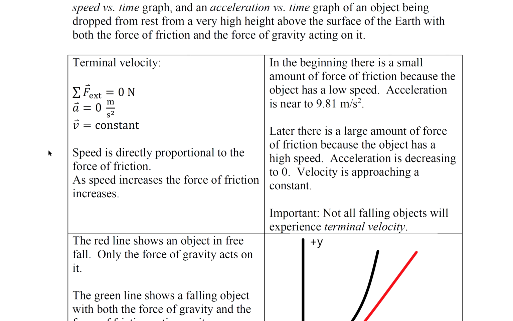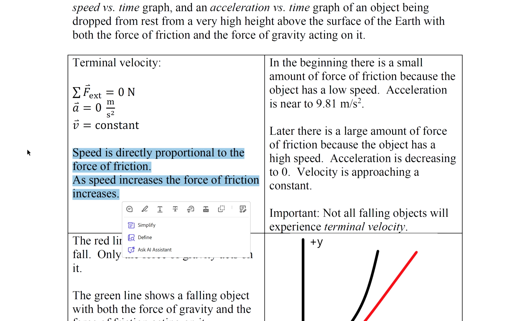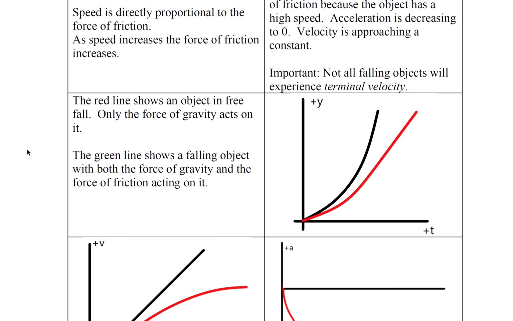So terminal velocity is when sigma F is 0, a is 0, v is constant. So that means the force of friction up equals the force of gravity down as an object goes down. Speed is directly proportional to the force of friction. So as speed increases, the force of friction increases.